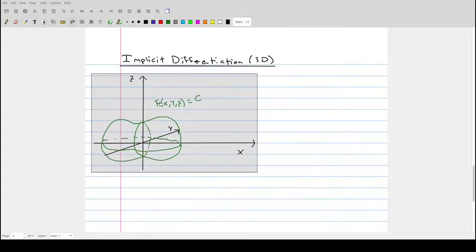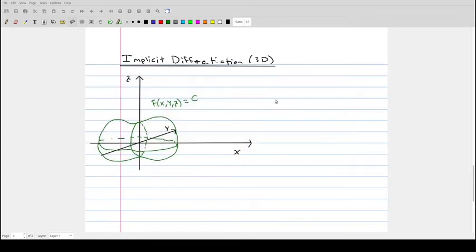And similar to the 2D scenario, it's conceivable that we could have a point on this surface. At this point right here, say, we'll call it R naught, just like before, where R naught is some fixed point x naught, y naught, z naught that's on the surface. And we could want to get the tangent plane at R naught.